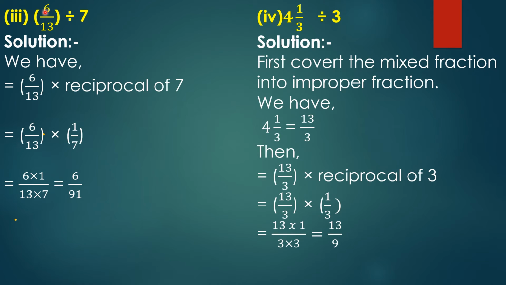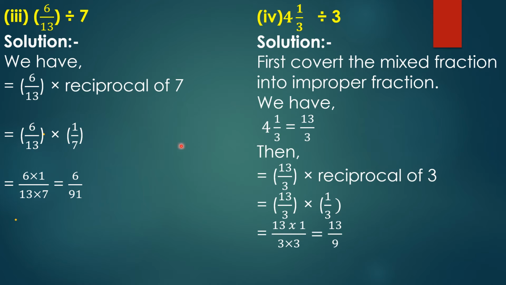The next one, 6 by 13 divided by 7. Now 6 by 13 into the reciprocal of 7, that is 1 by 7. Therefore this will become 6 by 13 into 1 by 7. Now 6 ones are 6, 13 sevens are 91. 6 by 91 is the answer.